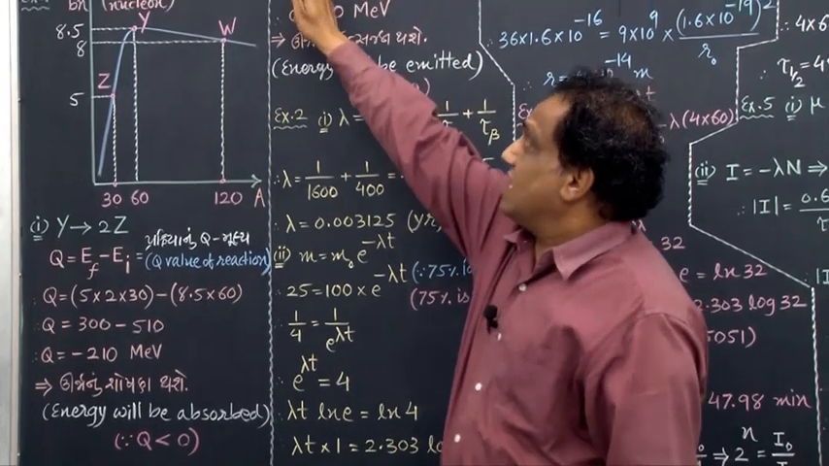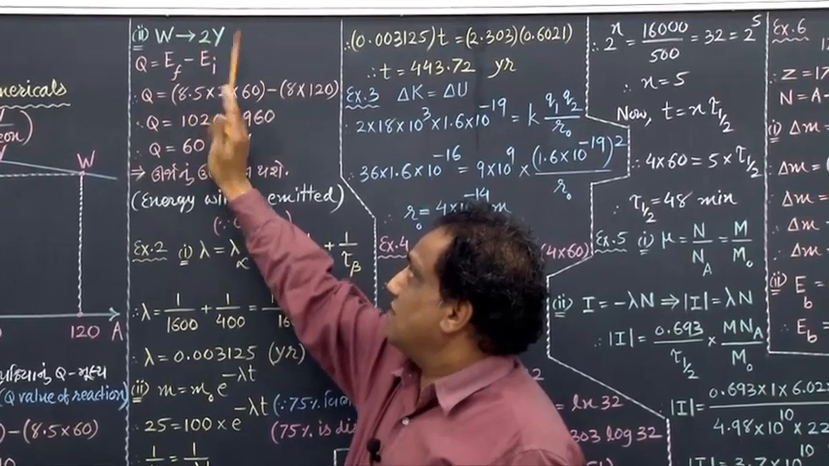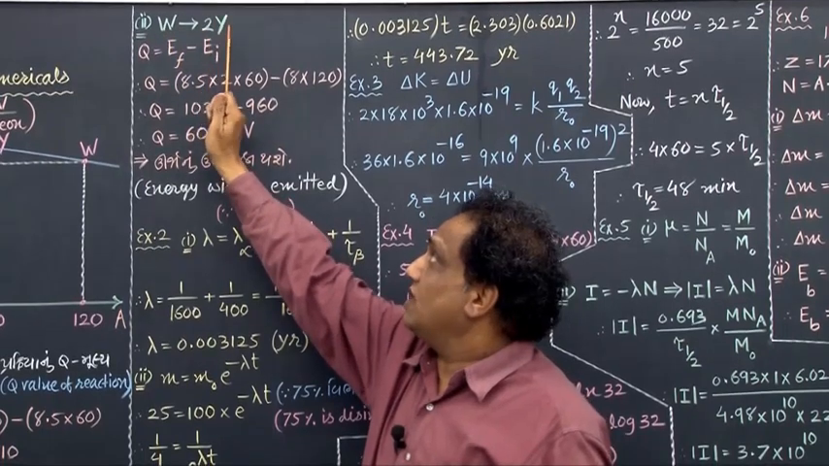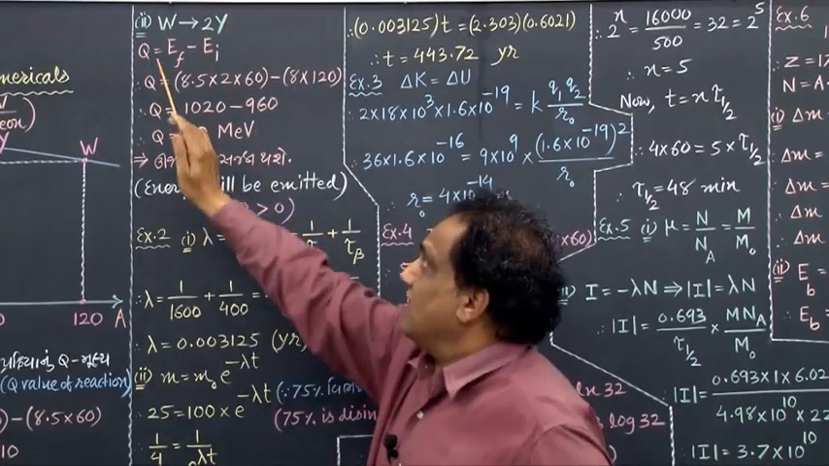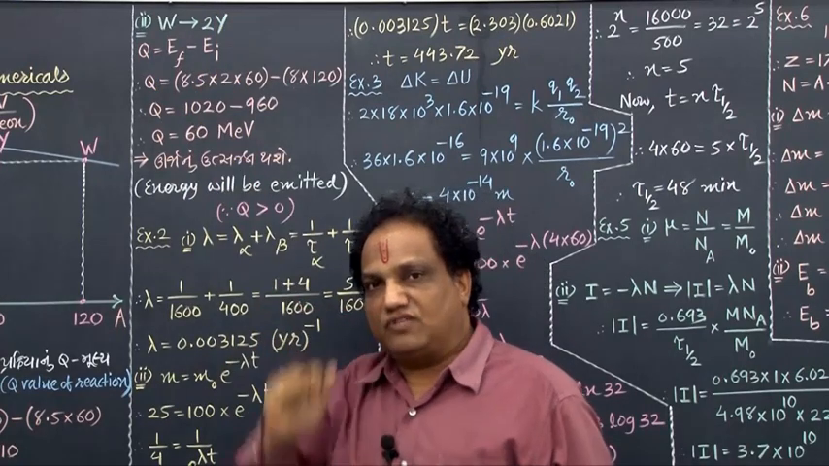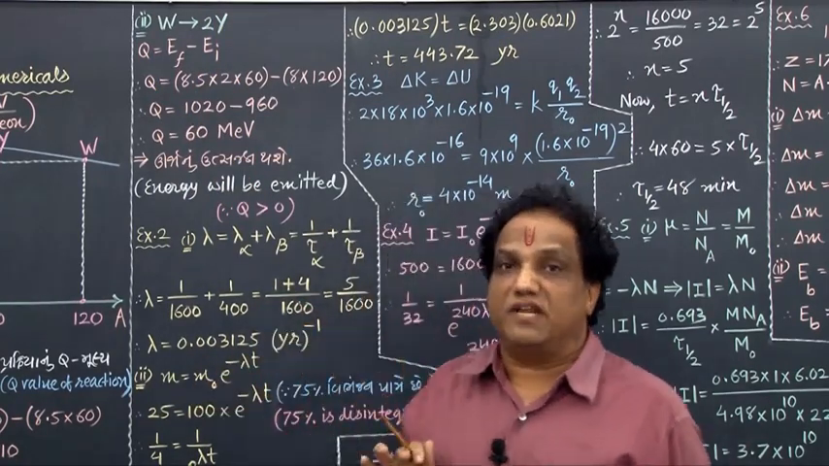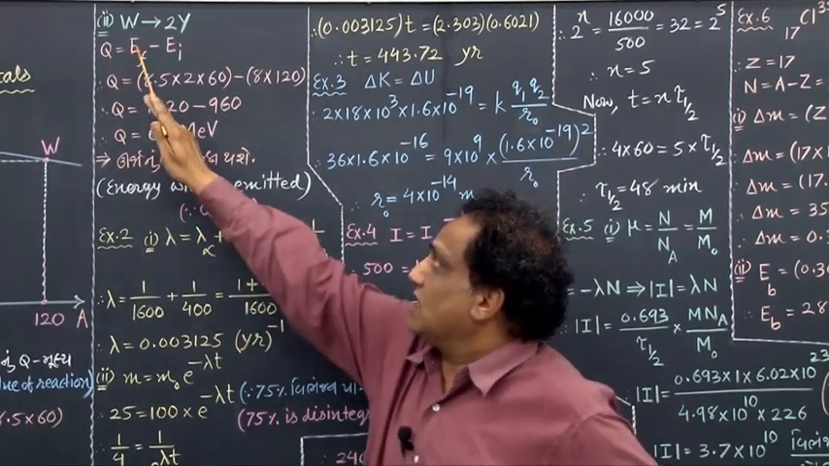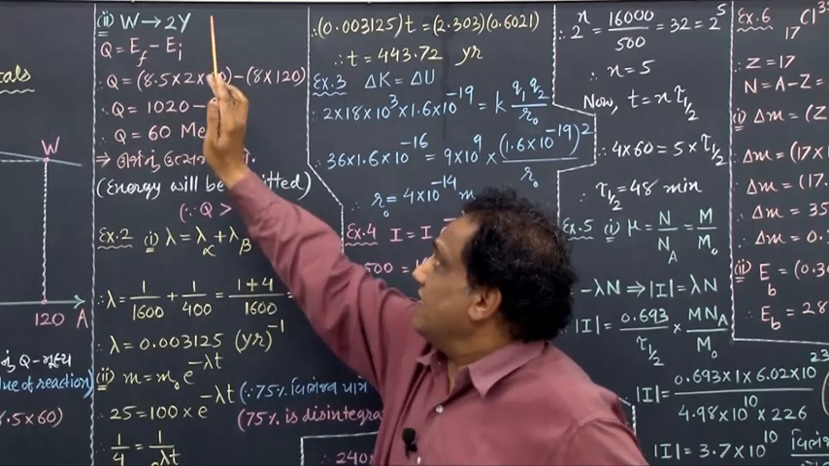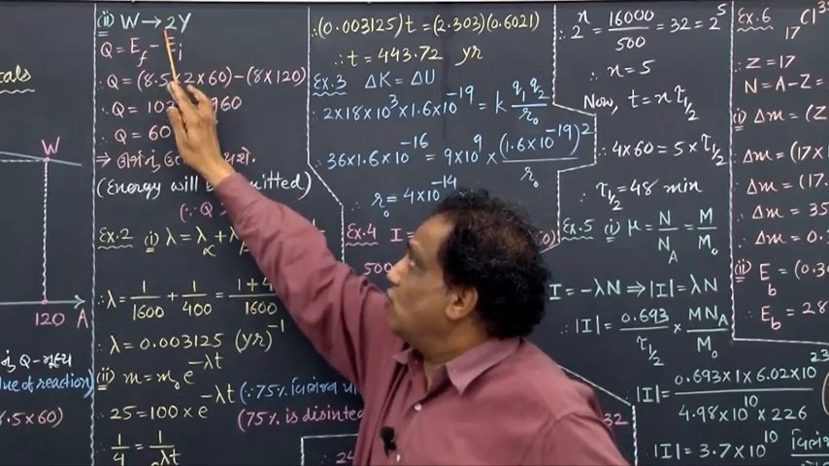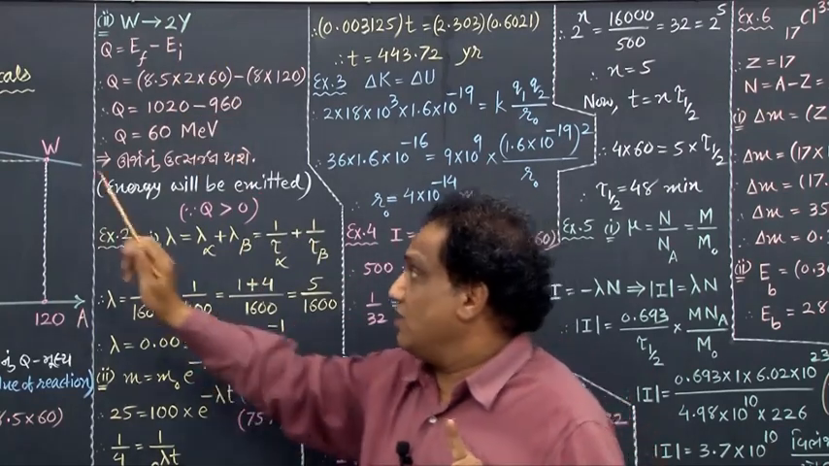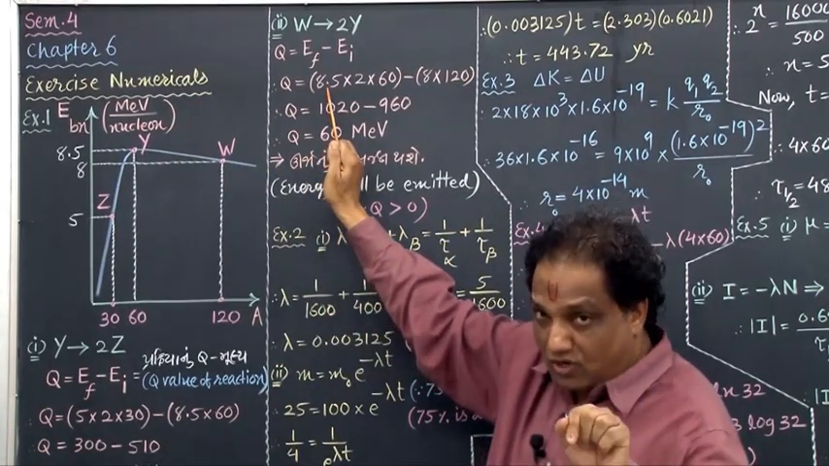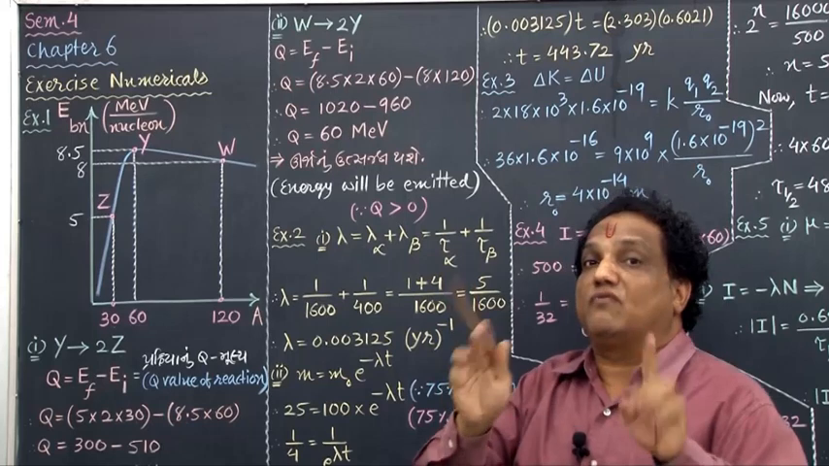Now second process, they have given W gives 2 times Y nucleus. Come on, W means initially and here 2 into Y, that is finally. Now let us find out Q value of this reaction. What is the formula? Q equals to EF minus EI. Final binding energy minus initial binding energy. Come on, total binding energy in the final condition. In the final condition, there are 2 Y nuclei. Come on, for Y nucleus, what is binding energy per 1 nucleon? It is 8.5 million electron volt per nucleon multiplied by total number of nucleons.